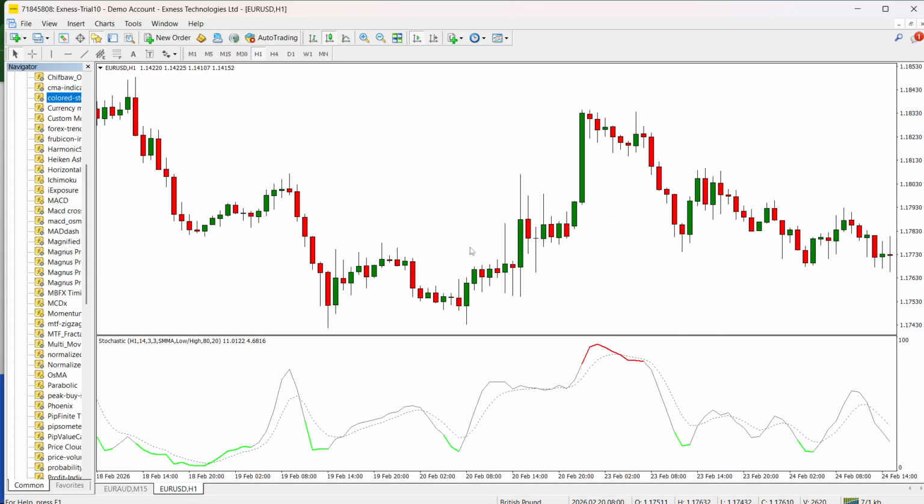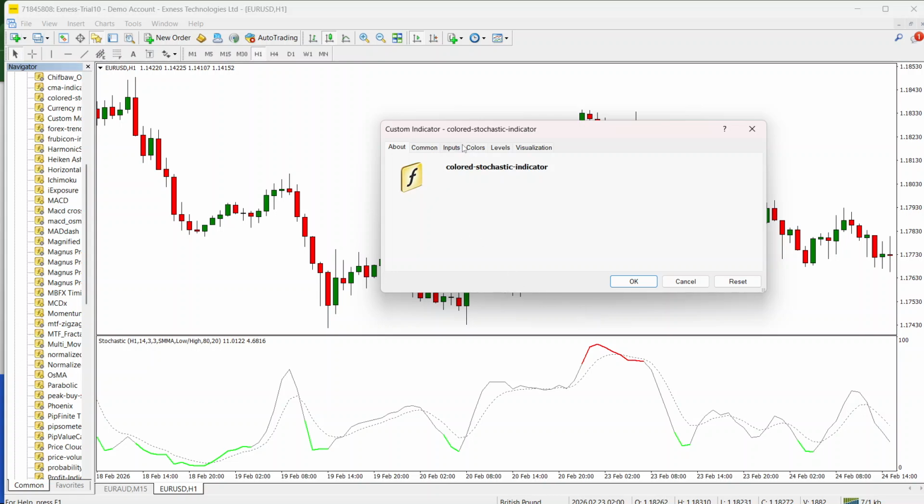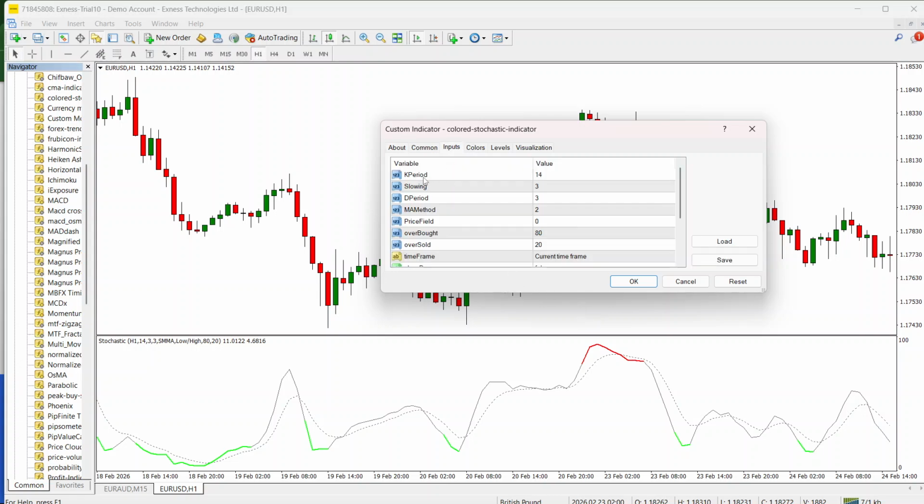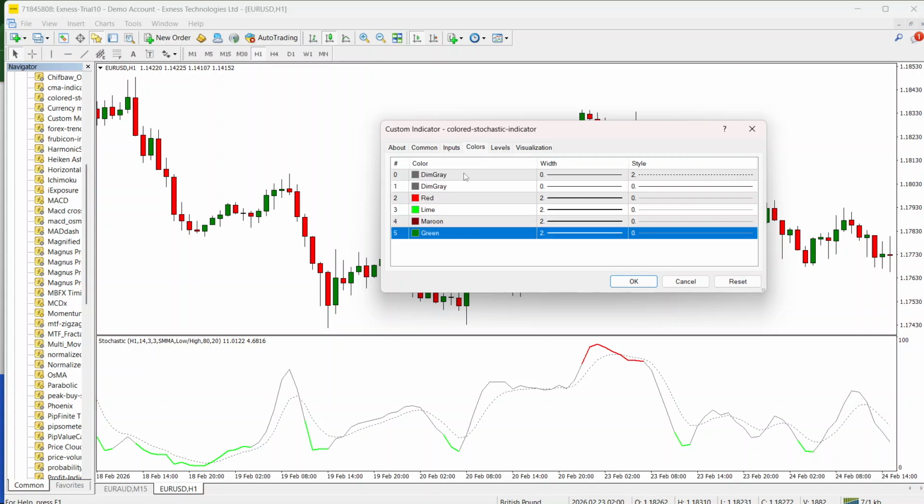reading the numeric scale. For its settings, you can set the usual stochastic parameters, which are the K period, %K period, and %D period, and you can also change the overbought and oversold zones. Color options let you choose one color for neutral mid-zone readings and distinct colors for overbought and oversold zones, so momentum extremes stand out instantly.